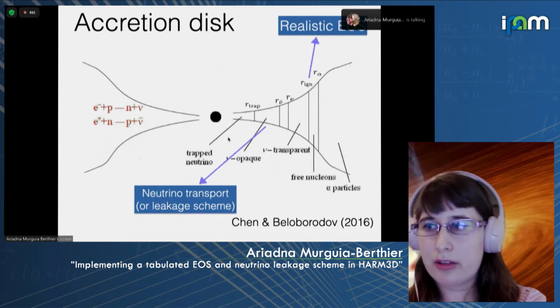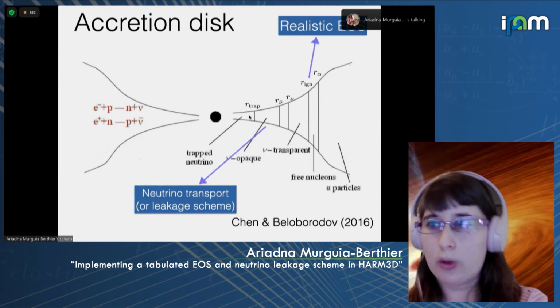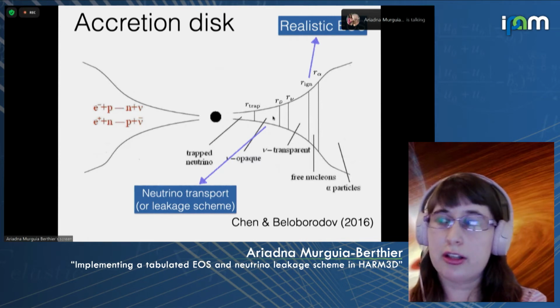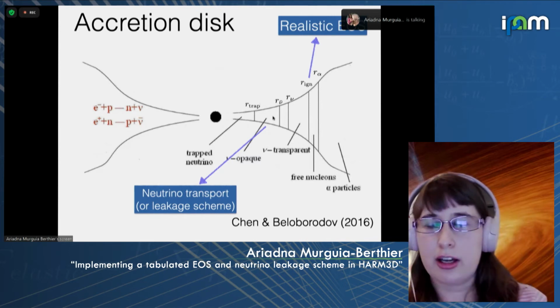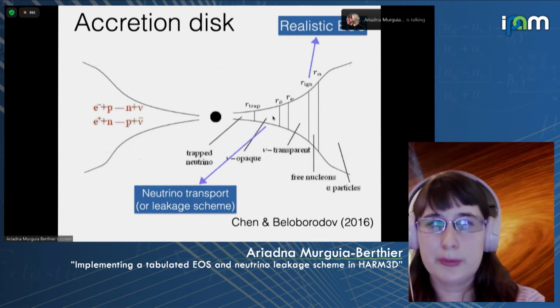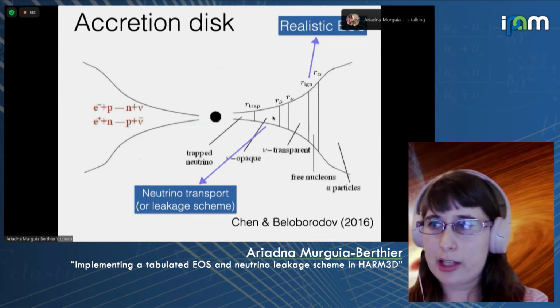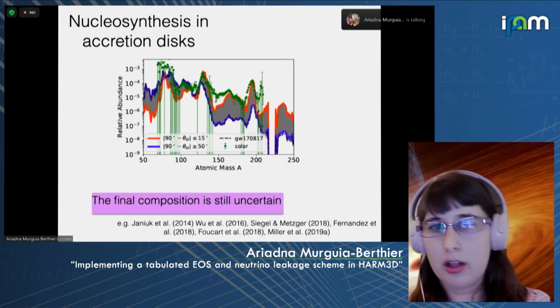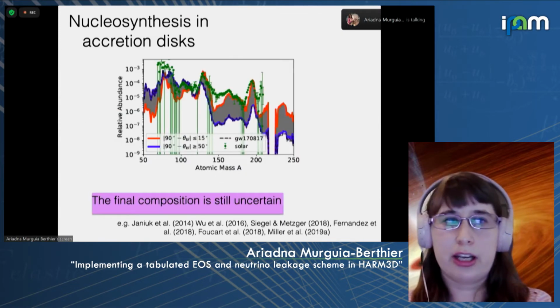And we need some kind of transport, or some kind of approximate transport, in order to consider the neutrinos and how they thicken and how they thin the disk. So we need all of that to understand this MHD-driven outflow. Now, why do we actually care about this?